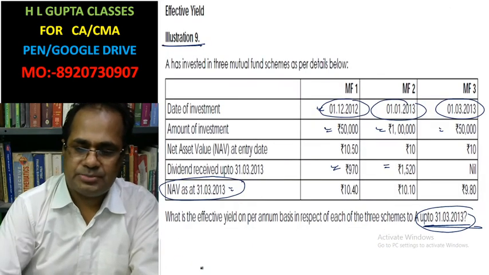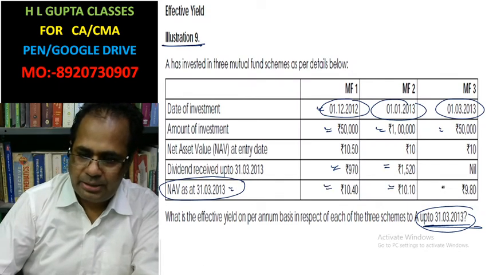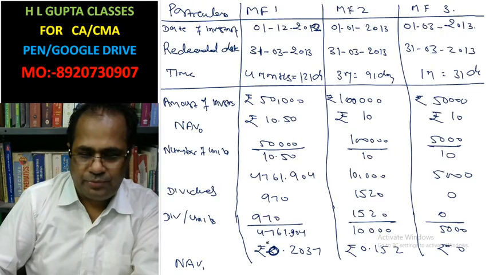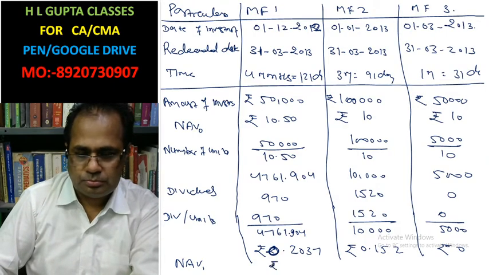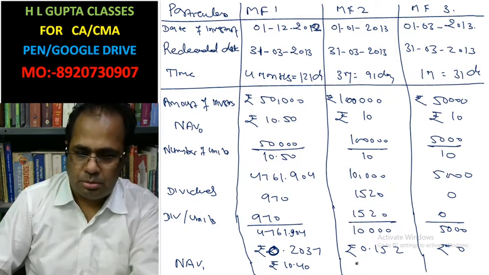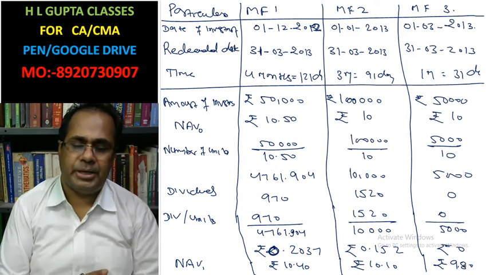Net assets value at end is also given in the question. What is the net assets value at end? 10.40, 10.10, 9.80. This is the dividend you have received.